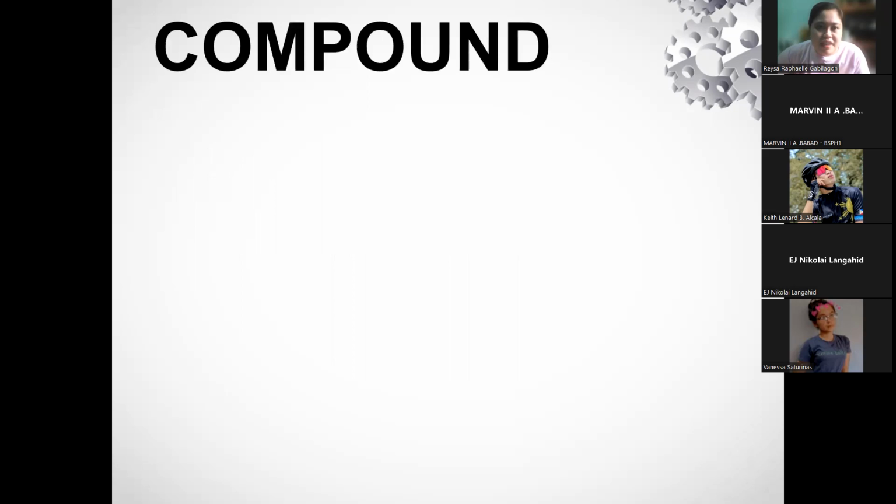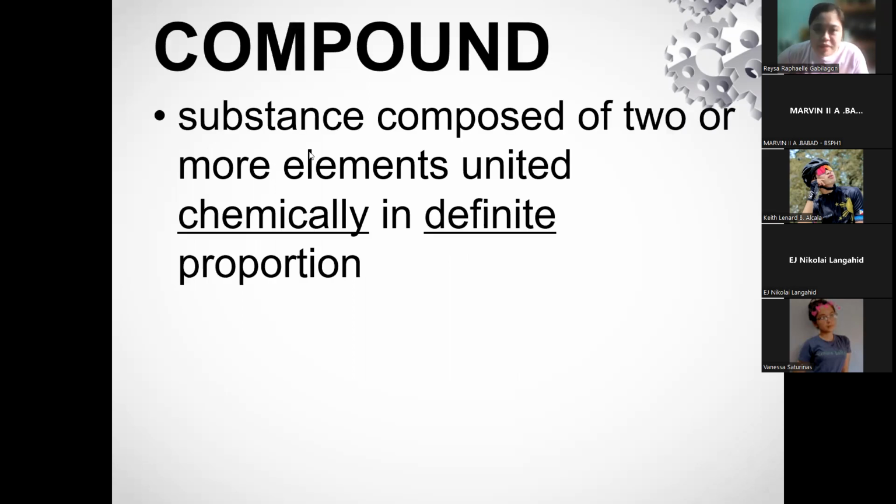Okay. Now, how about the compound? A compound is a substance composed of two or more elements united. Take note, this is underlined: chemically in definite proportion. Number 1, example is our water, H2O. We have at least 2 elements here, though 3 atoms in all, since there are 2 atoms of hydrogen. These atoms are chemically combined with each other. That is why water is formed.